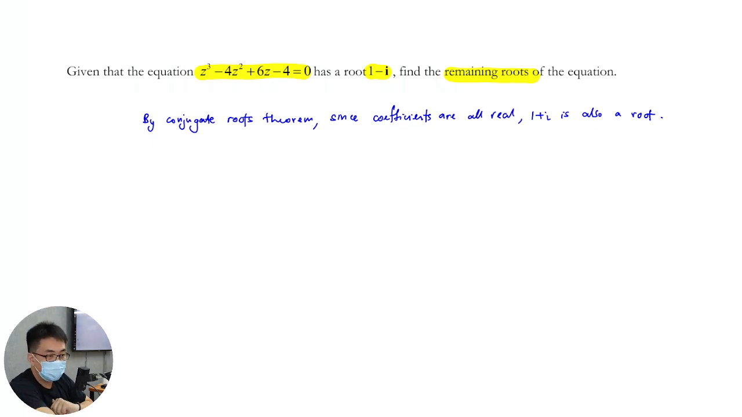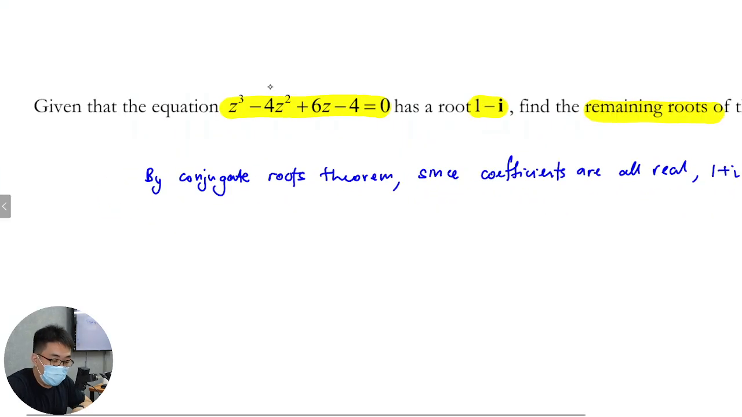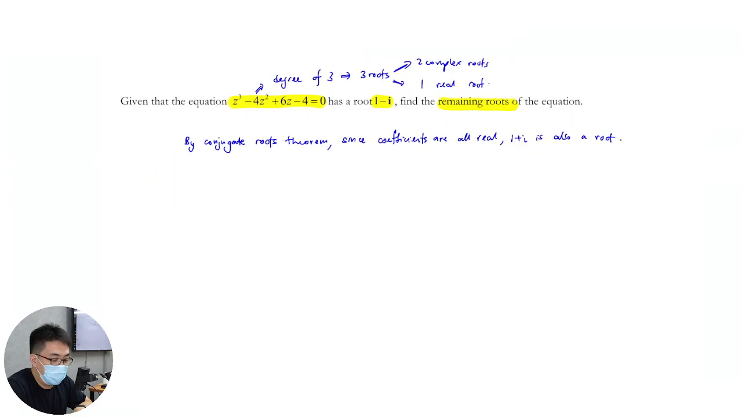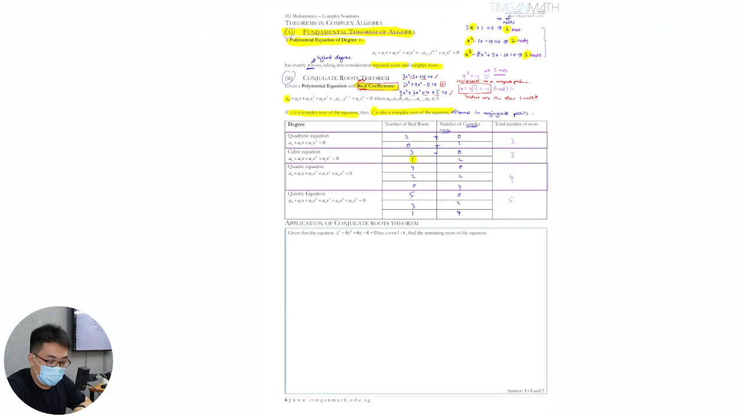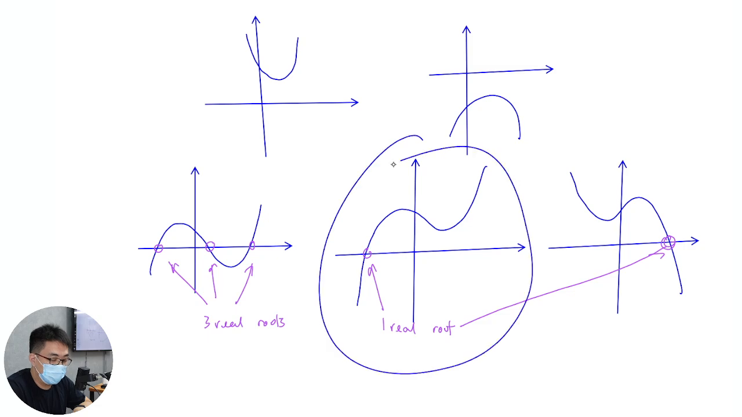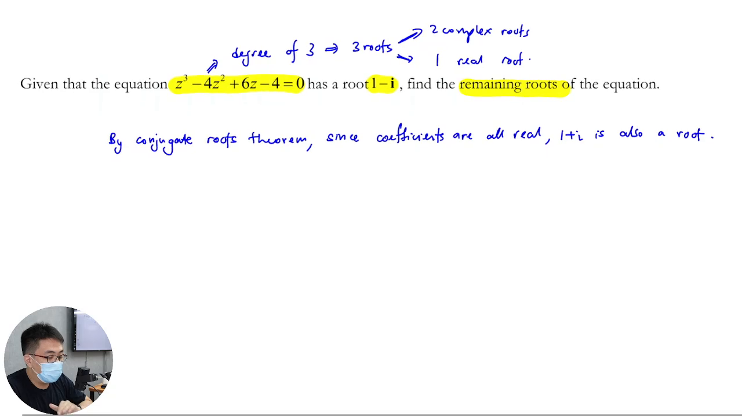Okay? This is a degree of 3, meaning you have 3 roots, right? You already have 2 complex roots. Okay, they are conjugate roots. This one here will be 1 real root. So you're actually looking at this case here, 1 and 2. Or rather, if you want to look at the graph, it would be this graph here that you get. So 1 plus i is also a root.